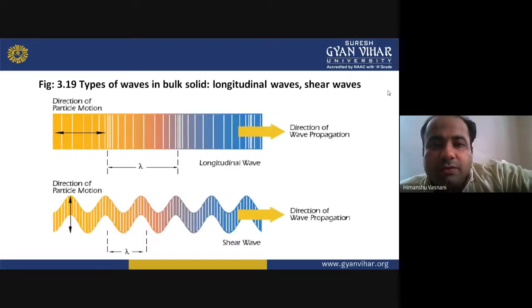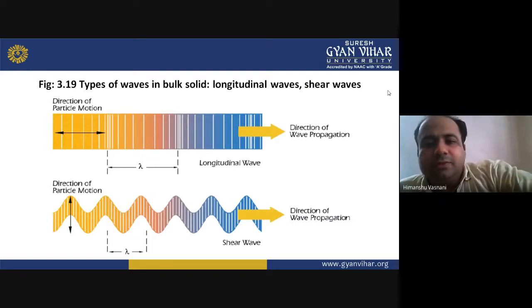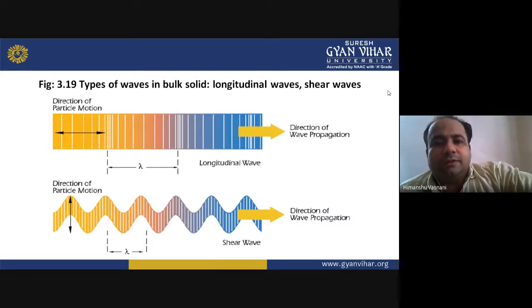These diagrams also depict waves in bulk solids, like longitudinal waves and shear waves. In the longitudinal wave, you can see the direction of particle motion shown by the arrows, the direction of wave propagation, and the wavelength. In the shear wave, the wavelength is decreased compared to the longitudinal wave, and the actual particle motion is also different.